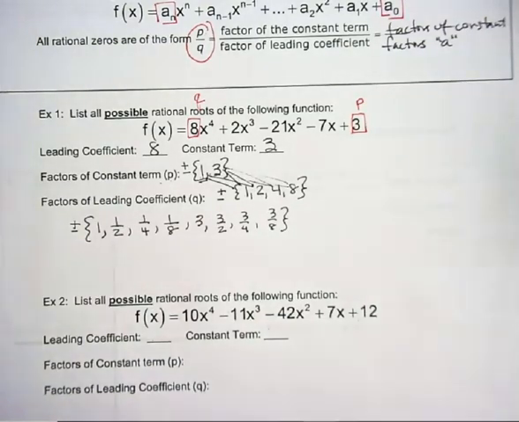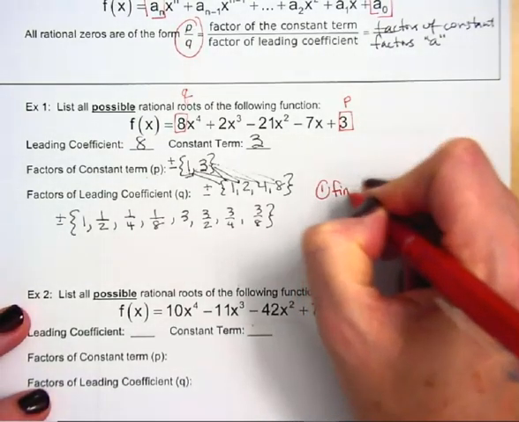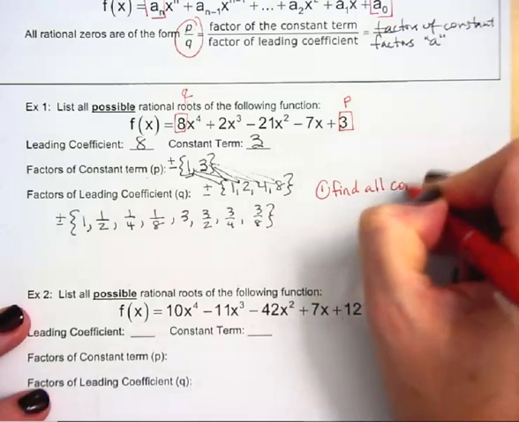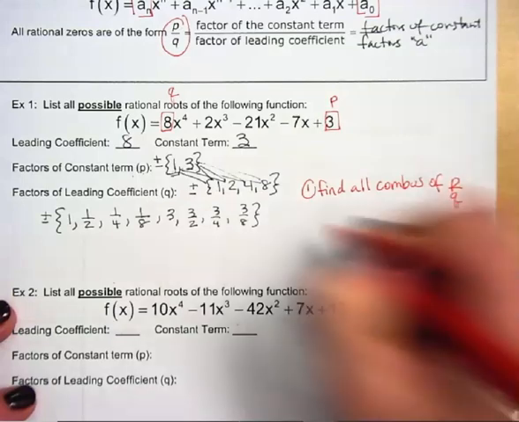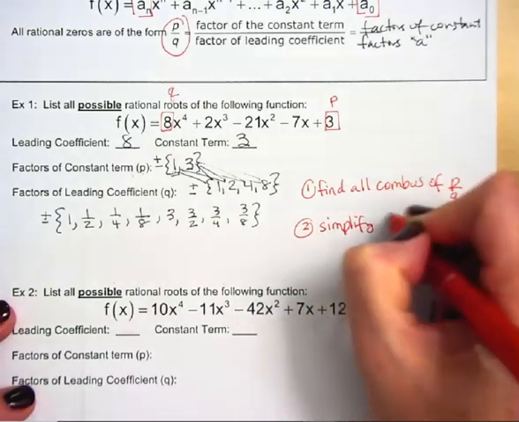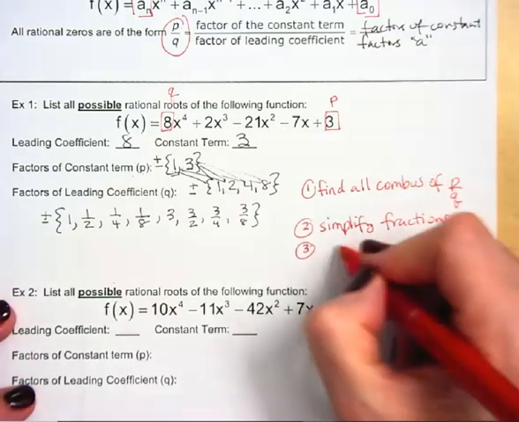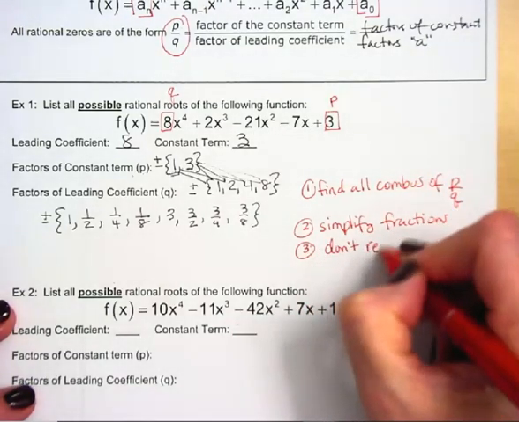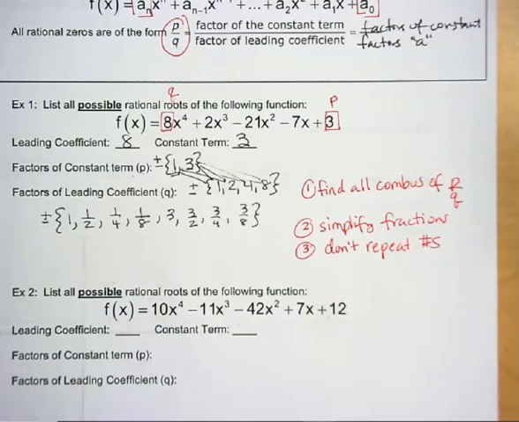So here are some basic steps that we're going to follow. One is to find all combos of P over Q. Anytime you get a fraction, you want to simplify it. So simplify fractions. And then the third thing is don't repeat numbers. So if two of the combinations end up giving you the same number, don't write it down a second time.